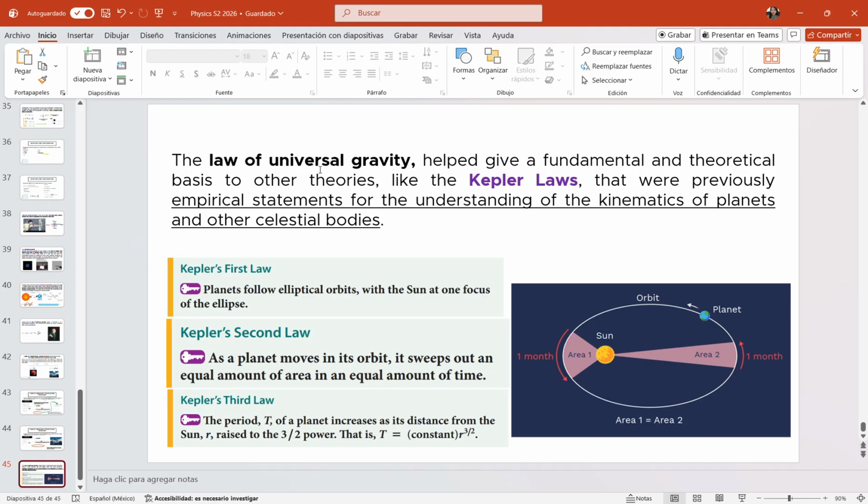Finally, the law of universal gravitation helps to give a fundamental theoretical basis to other theories that study the universe, like the Kepler laws. Those laws were empirical statements for the understanding of the kinematics of planets. So, all the places that we cannot see because we are on Earth.